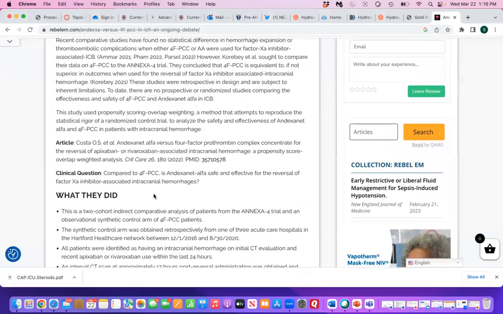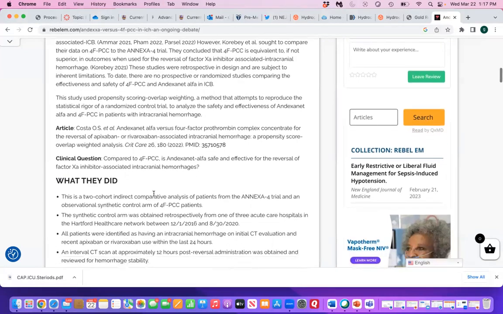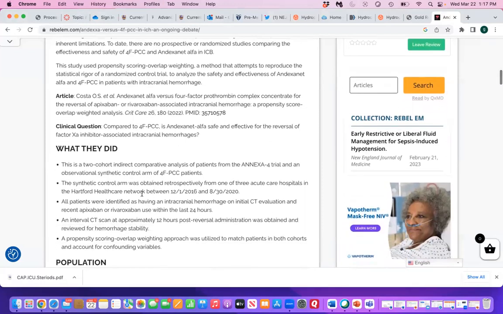Compared to four-factor PCC, is andexanet alpha safe and effective for the reversal of factor 10A inhibitor-associated intracranial hemorrhages? And to answer that question, the answer is yes. We proved that it could reverse factor 10A activity, but did it have a benefit, a mortality or morbidity benefit? That was the question we still needed to be answered as it was compared to Kcentra, the 4-FPCC. That was the problem.